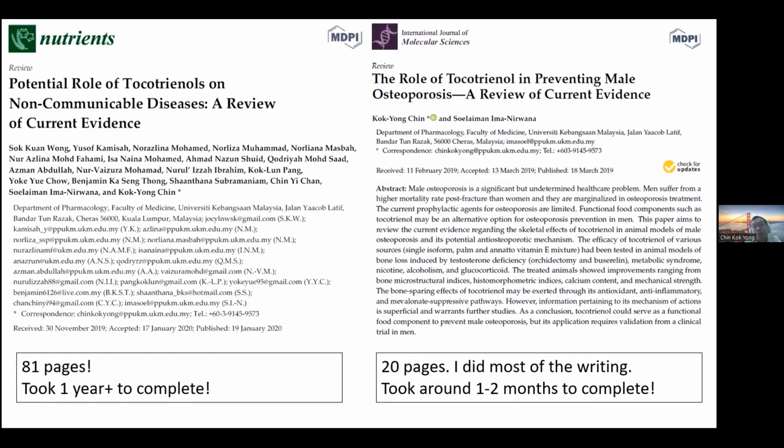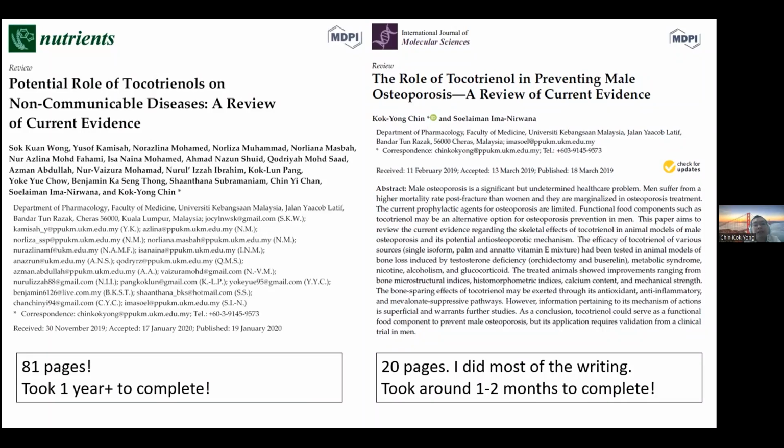This is to highlight the example. If you look at review number 1, on tocotrienol and non-communicable diseases, a review of current evidence, that is related to the first research question, the top research question. It is a huge review because we are reviewing the beneficial effect of tocotrienol in all kinds of non-communicable diseases. The total length of this review is 81 pages, almost a book.